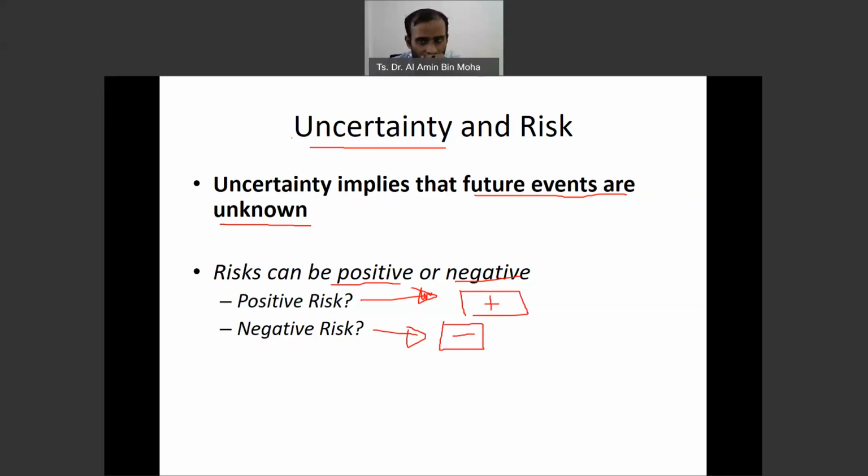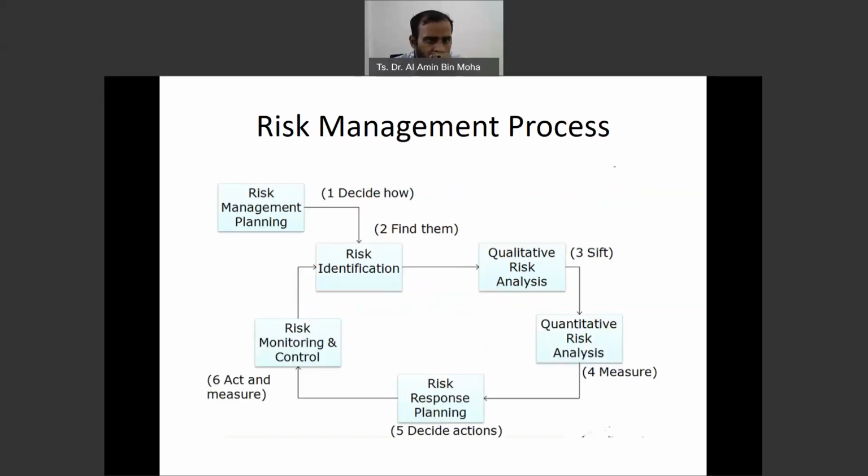Next, we are going to see the processes involved in risk management. This is very important. You should be able to identify each and understand the processes. The first one here is the planning itself.